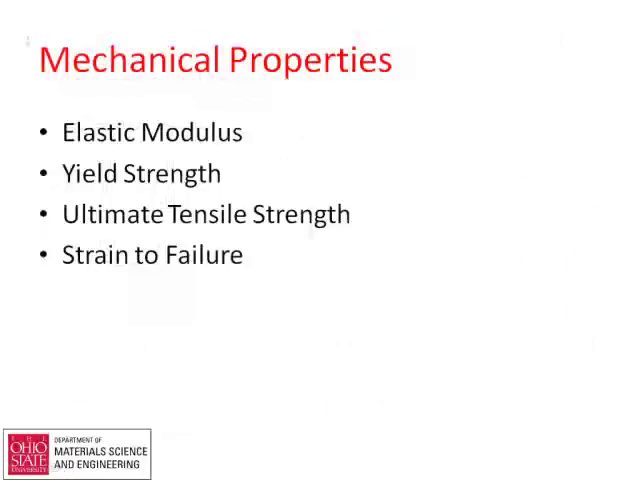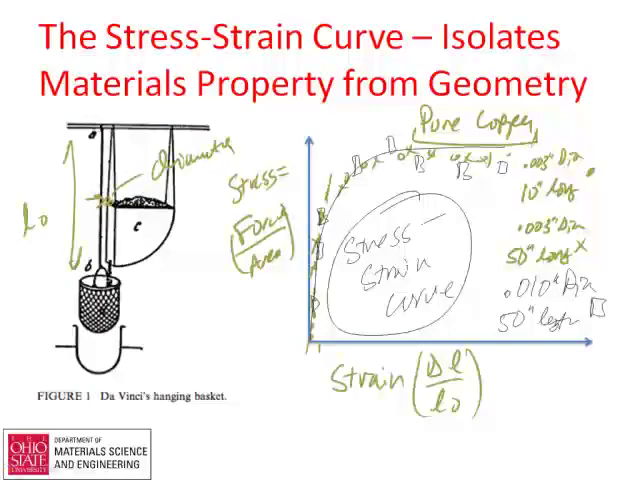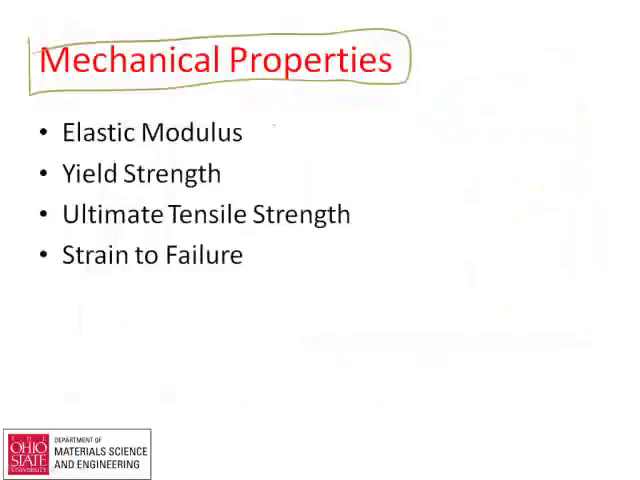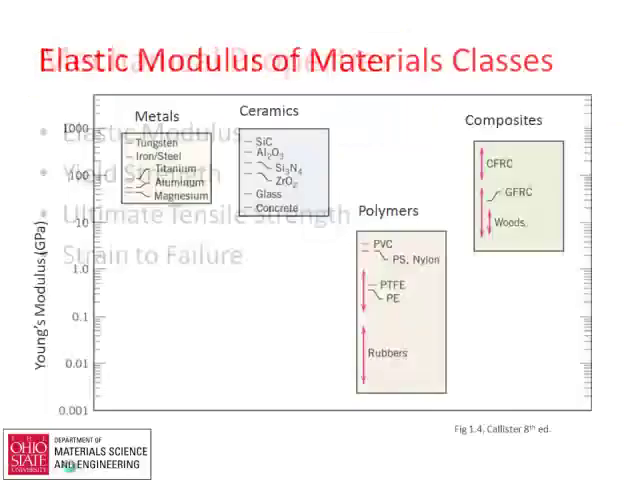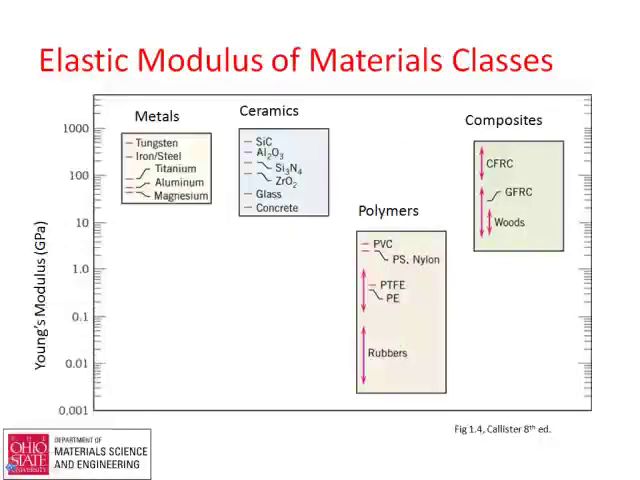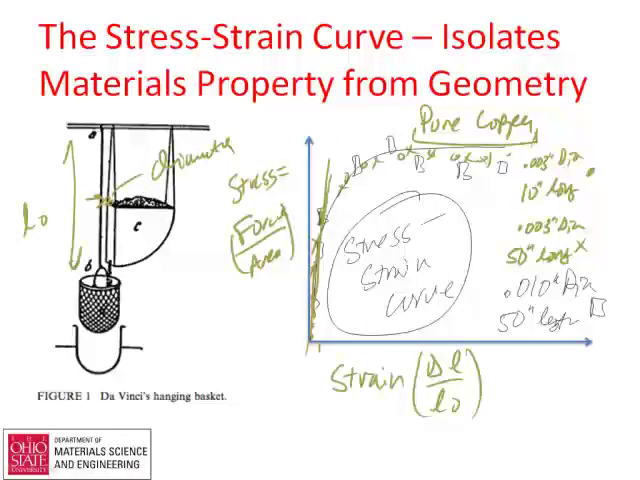Based on a stress-strain curve, we developed the idea of mechanical properties, and these are the mechanical properties we care about. One is elastic modulus, and that's the stiffness in this elastic region. If I go back, you find that there's a slope along this region, and elastic modulus is basically just delta stress over delta strain in the reversible region. By reversible, what I mean is if I come up here and I unload, I'll actually go back down that elastic line, and we may talk about that more later.